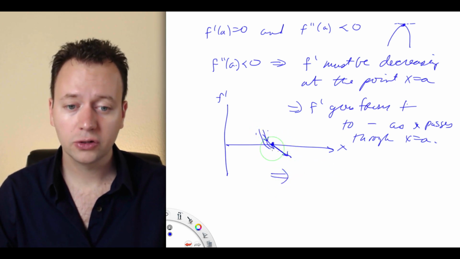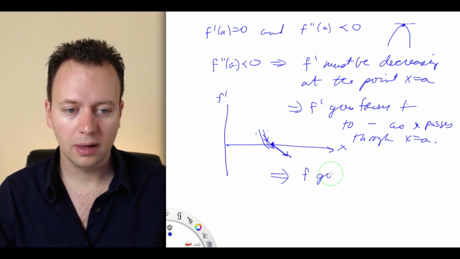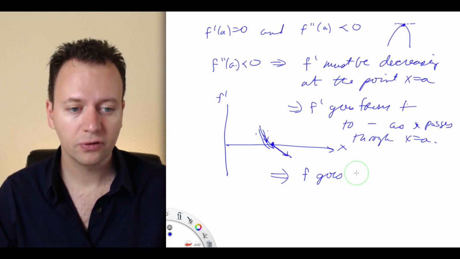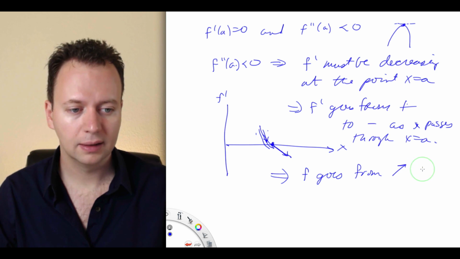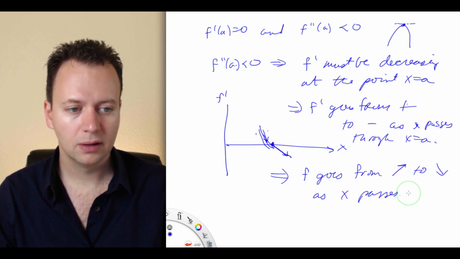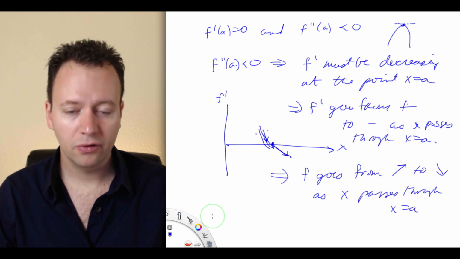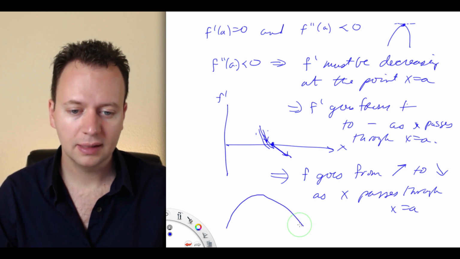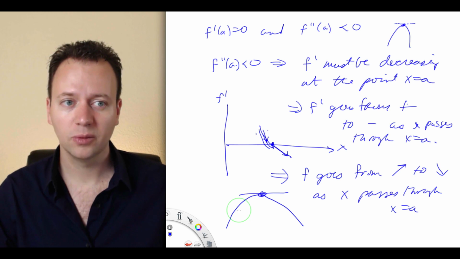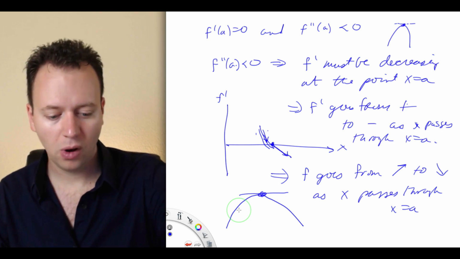Now, whenever the derivative is positive, the function is increasing, right? Positive derivative, the function is increasing. So the function f goes from increasing to decreasing as x passes through the point x equal to a. So the function is going from increasing to decreasing, and then right here at the point a, it has 0 slope. It has to be a local maximum. So that's essentially what the second derivative test says and why it's true.